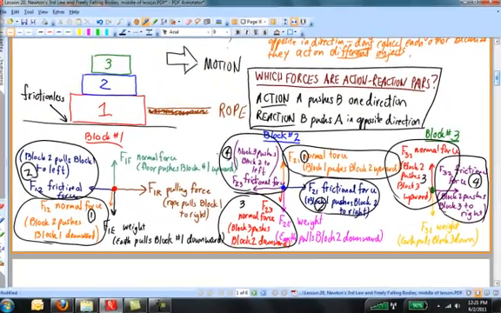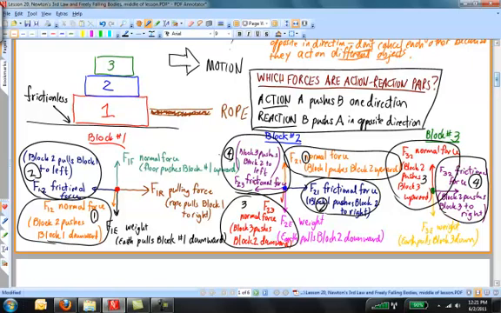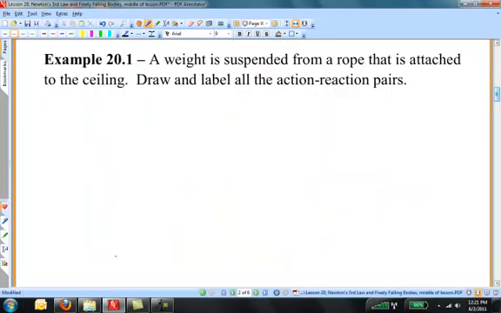Notice that the action-reaction pairs we've circled don't encompass all the forces that are sketched in these diagrams. There are other forces involving other objects that are not sketched in the free body diagrams of block 1, 2, and 3. We're not going to worry about these for the moment. Instead, let's look at one of the text's examples. Example 20.1. A weight is suspended from a rope that is attached to the ceiling. Draw and label all the action and reaction pairs.